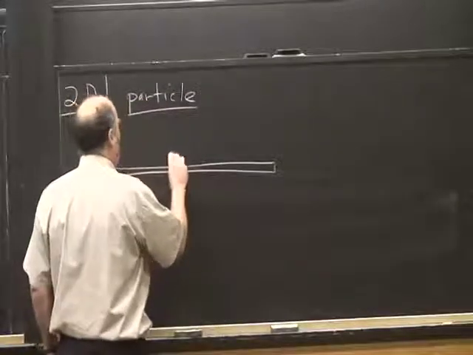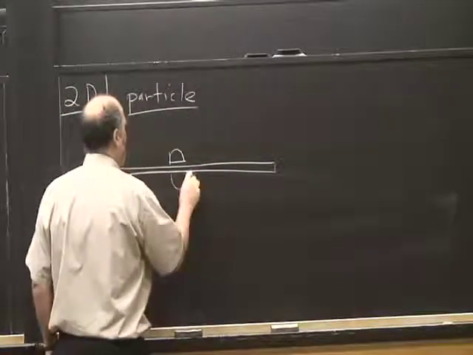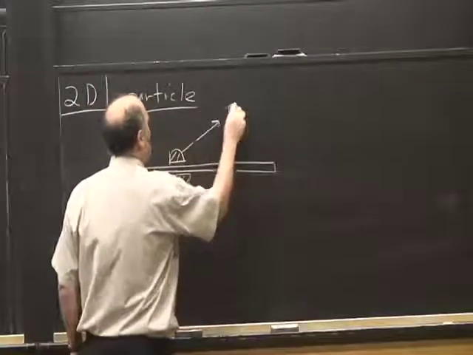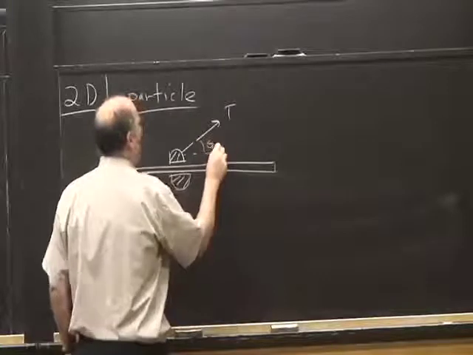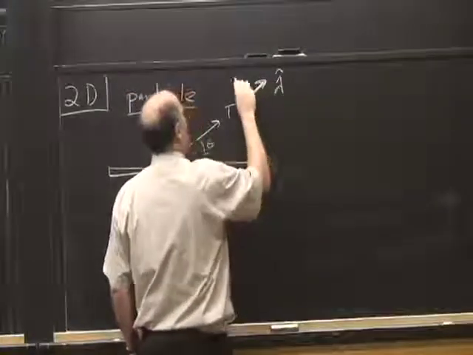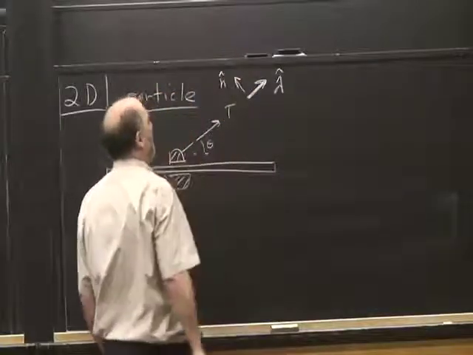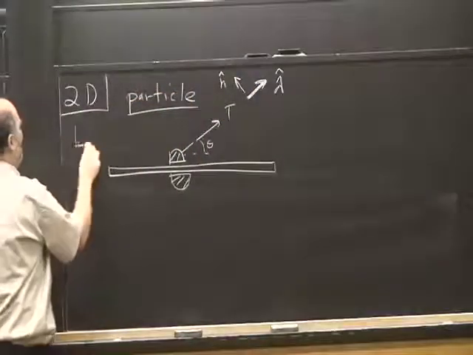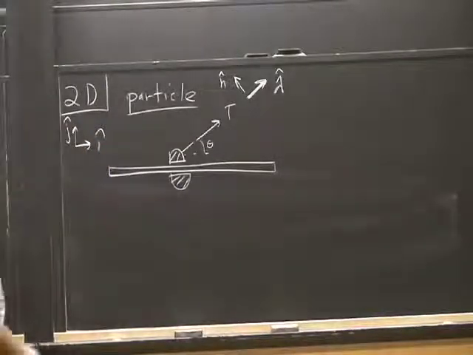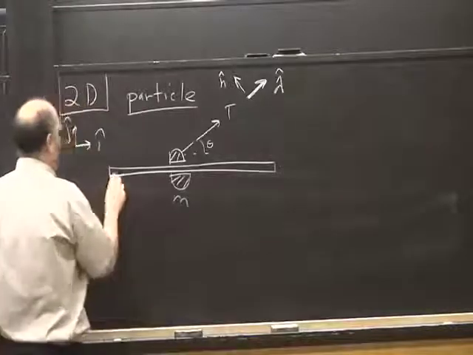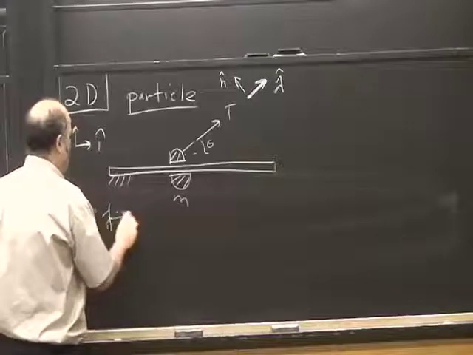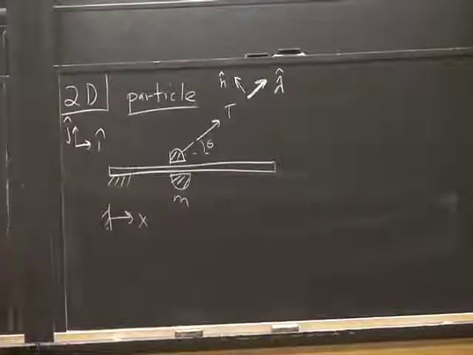And on this rod, I've got some bead. And I'm going to pull on this bead with some tension at some angle theta. Or I can keep track of that direction with some unit vector n. If I need it, I can have some unit vector lambda perpendicular to that. On the side here, I can have my standard x and y unit vectors. Let's say this has some mass. This thing is anchored to the ground. We're going to pay attention to the x coordinate in that direction, the same as the i direction.